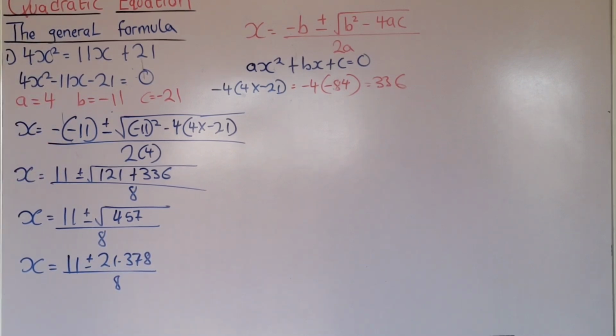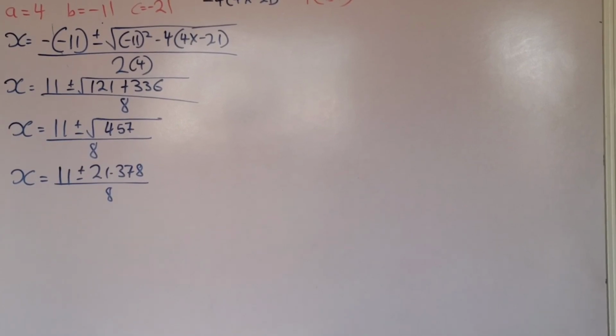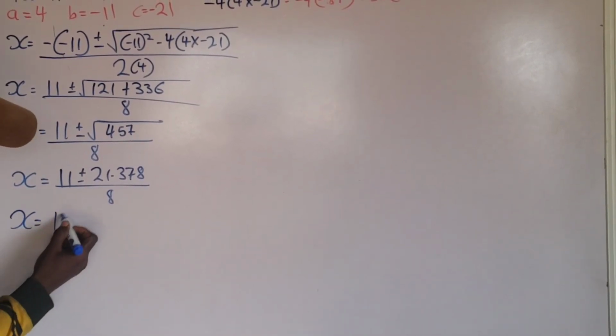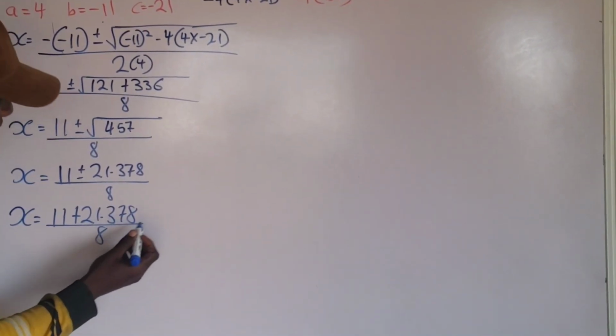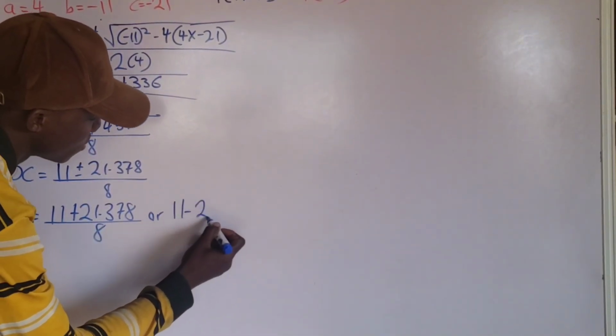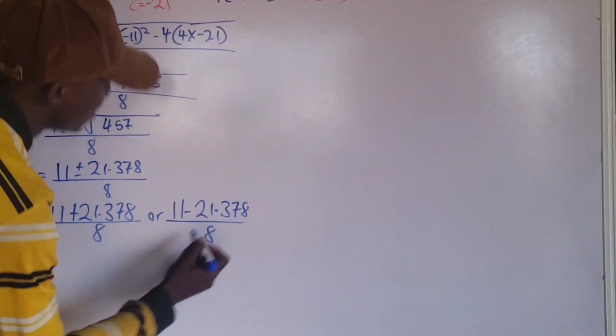Now let us separate the sign, because if you look at the denominator, you will discover that we are having two signs between 11 and 21.378. So we are going to separate the signs now. Okay, just pay attention. So I'm going to have x is equals to 11 plus 21.378 all over 8, or 11 minus 21.378 all over 8. You understand?